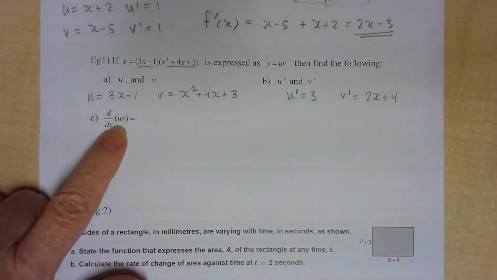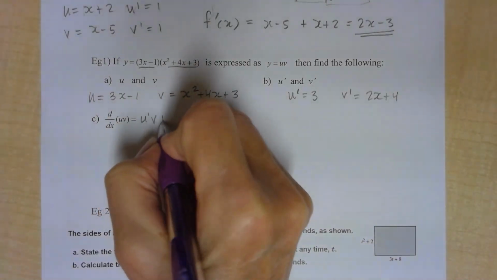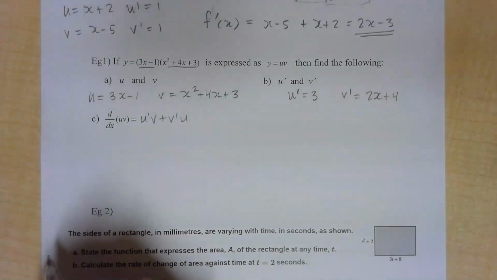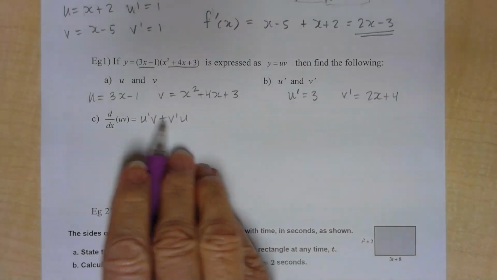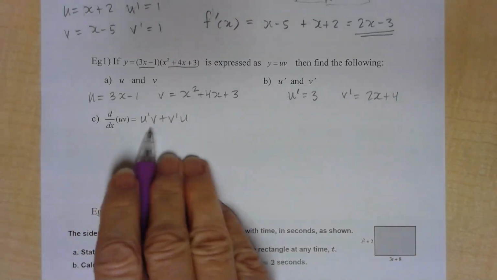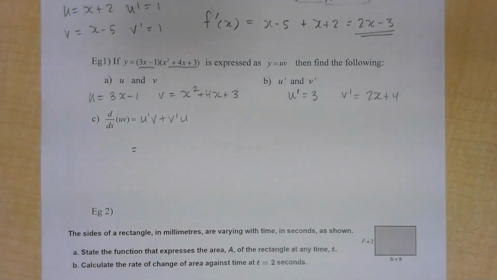Now I want the derivative of uv. Well, I told you upstairs it was u dash v plus v dash u. So I just say derivative of the first times the second, derivative of the second times the first, right? It's always that. Okay, let's do it now. We've got to be really careful. I'm going to use brackets everywhere.